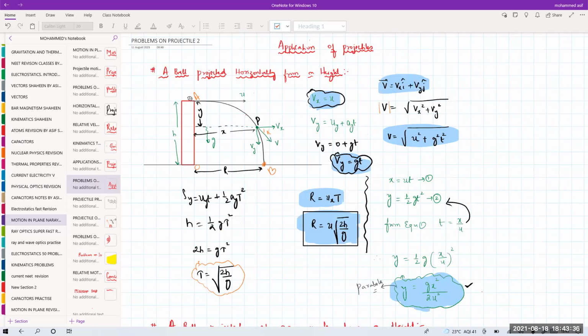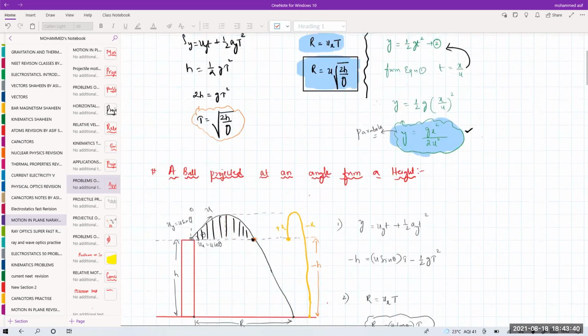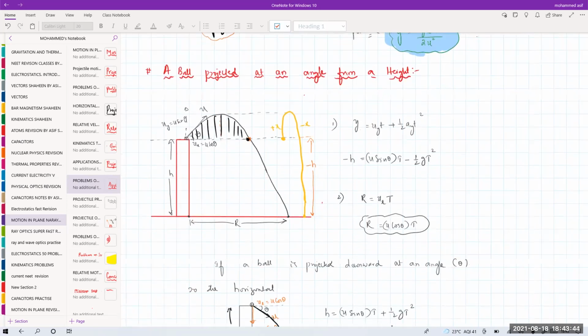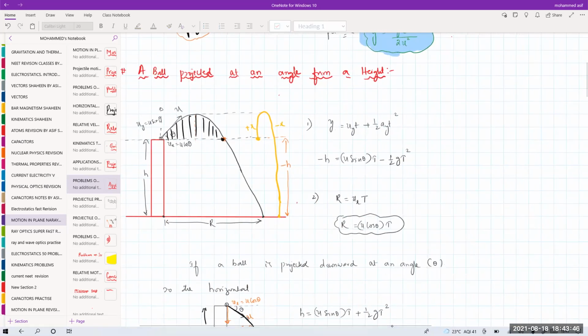When a body is projected from the top of a tower horizontally, how do you calculate the range and the time of flight? When a ball is projected at an angle from a height, how do you calculate the time of flight? Minus h equals u sin theta into t minus half g t square. This will become a quadratic equation. We can do that one in numericals, that is the reason I'm not solving it here.